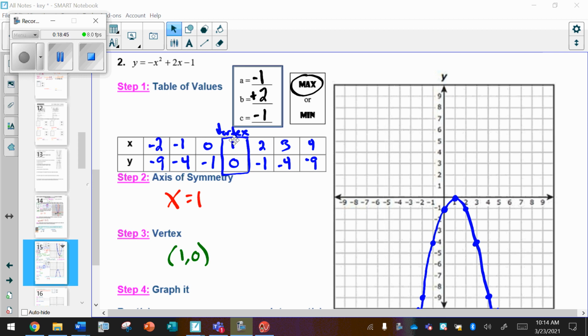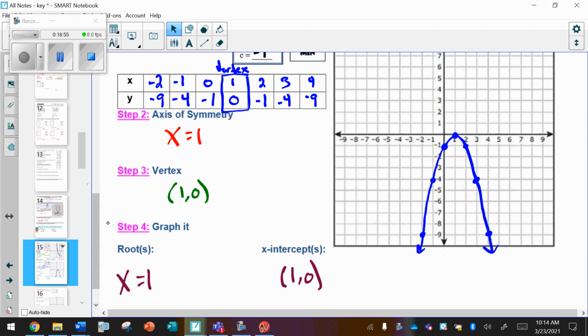We can just use the x coordinate from our vertex, x equals 1. And since our vertex is right there, we know the coordinate point for our vertex is the point (1, 0). So I graphed the points from the table. I have a nice upside down parabola, opens downwards. And then I picked out my roots off the graph. My root has an x value of 1, x equals 1, which as an x-intercept, as a coordinate point, is the point (1, 0). Now, off to the side, what's the y-intercept?